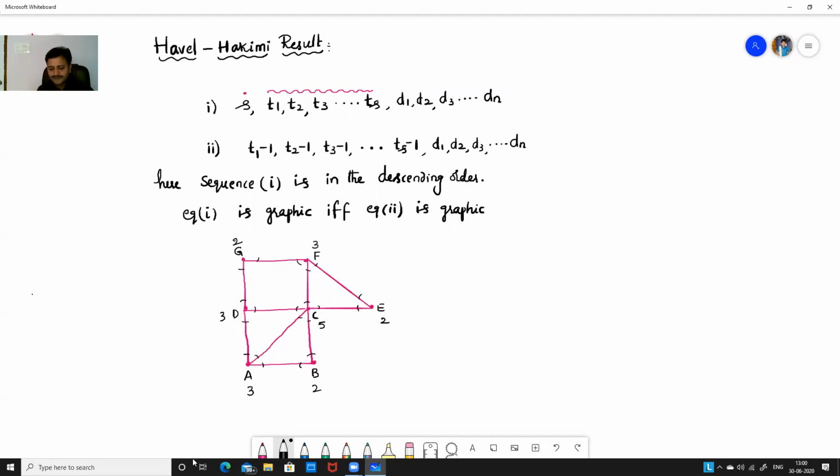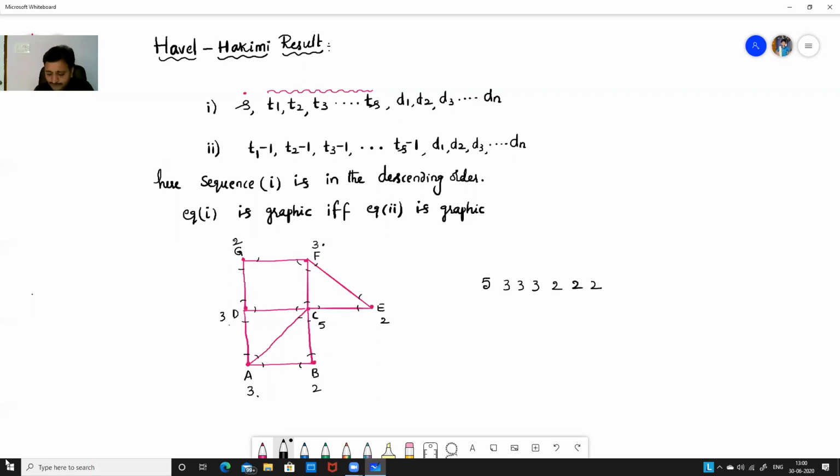If I write in the descending order, the degree sequence looks like this. Starting from 5, after 5 next is 3 three times. And afterwards, 2 three times. In total we have 7 vertices, therefore I have taken a 7-term degree sequence. Now I'm going to discuss this important point with respect to the Havel-Hakimi result.